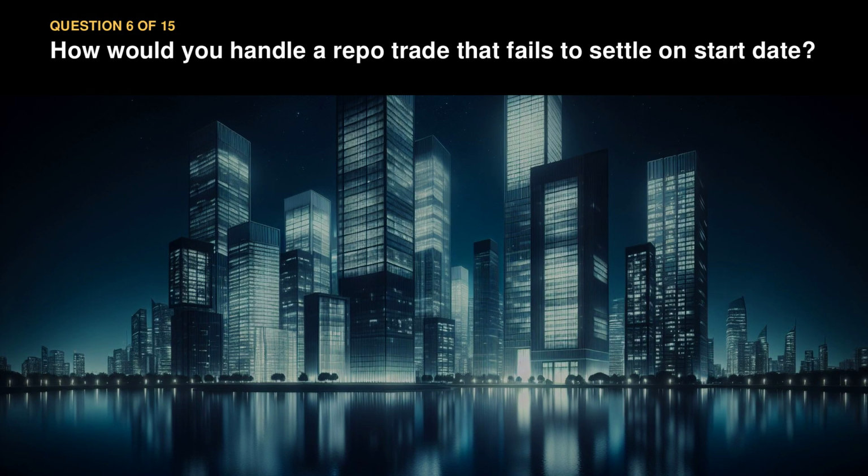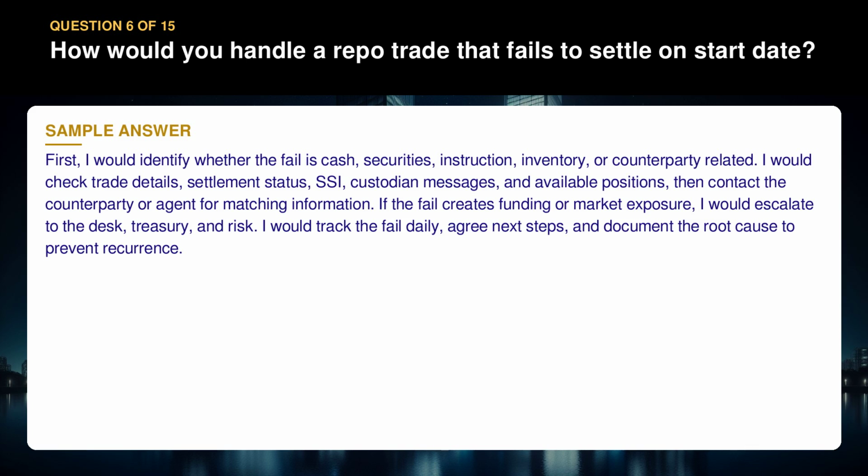Question 6. How would you handle a repo trade that fails to settle on start date? First, I would identify whether the fail is cash, securities, instruction, inventory, or counterparty related. I would check trade details, settlement status, SSI, custodian messages, and available positions. Then contact the counterparty or agent for matching information. If the fail creates funding or market exposure, I would escalate to the desk, treasury, and risk. I would track the fail daily, agree next steps, and document the root cause to prevent recurrence.